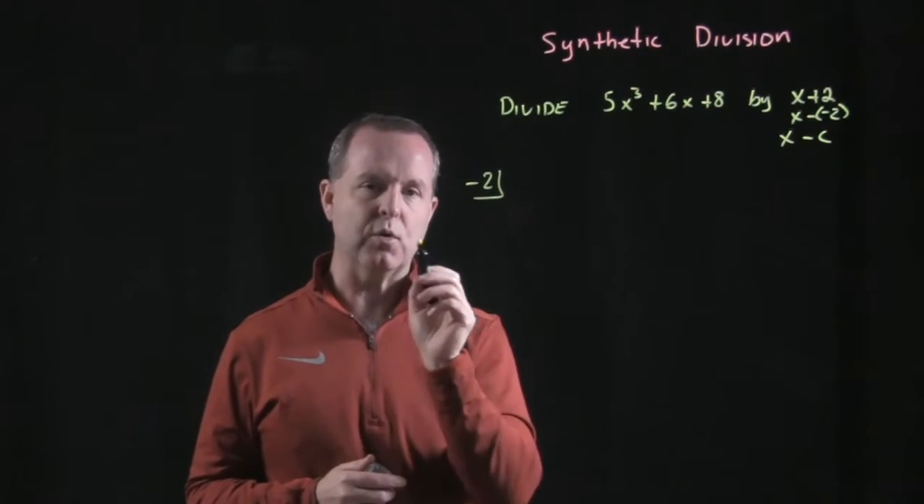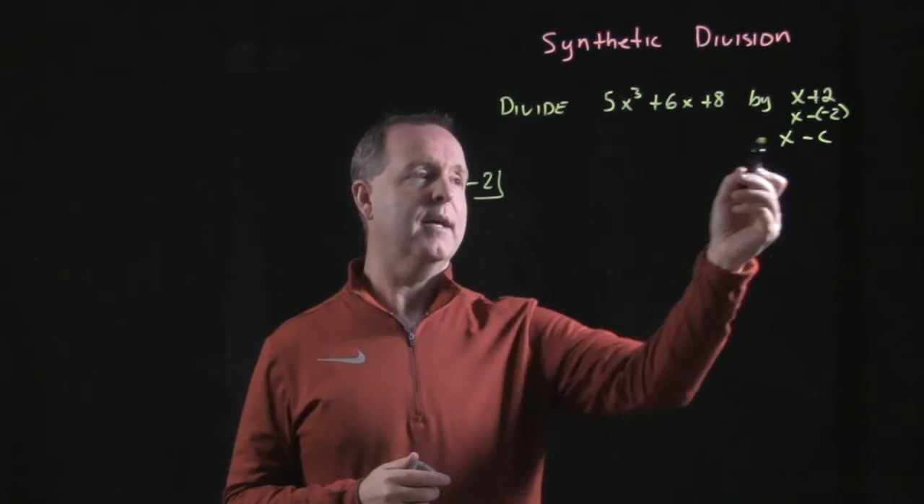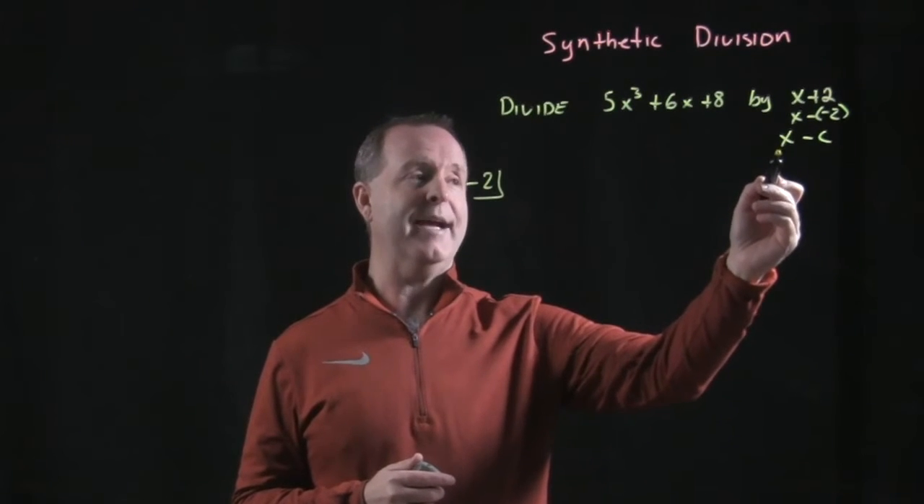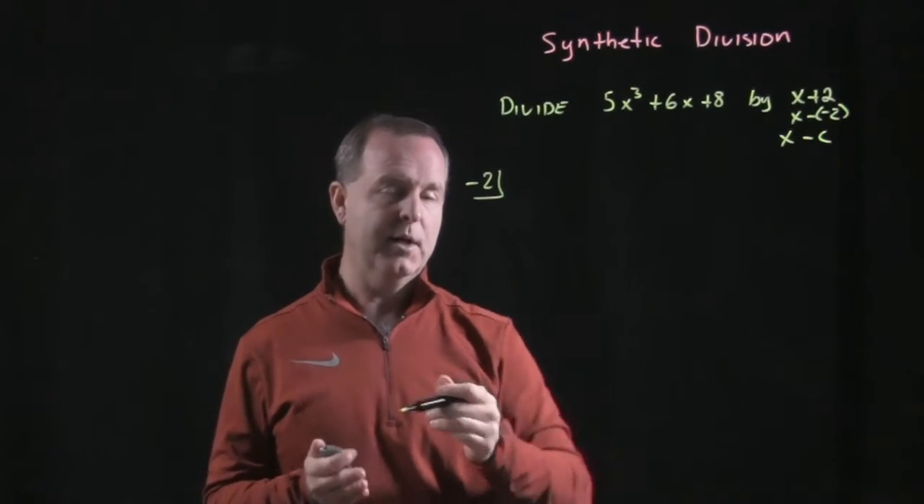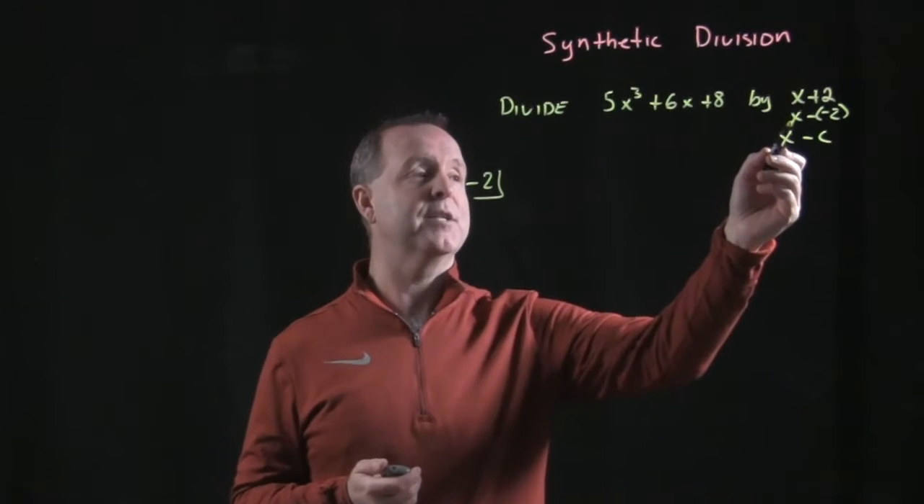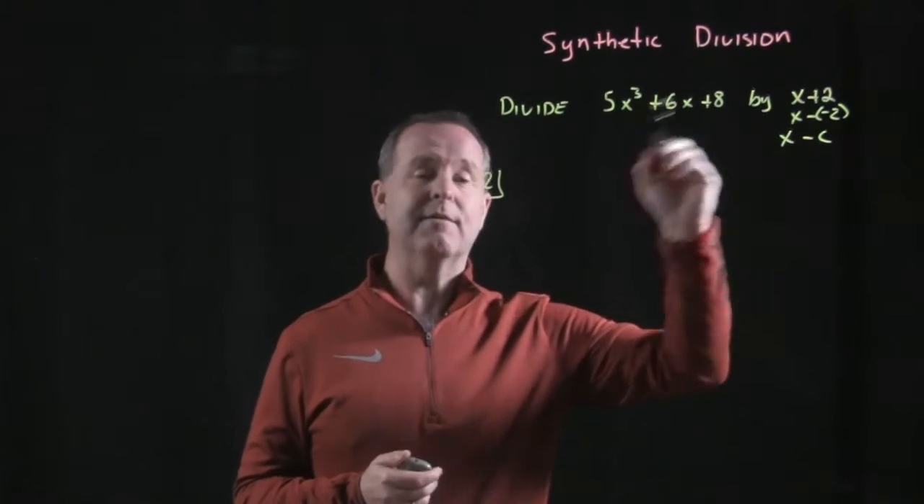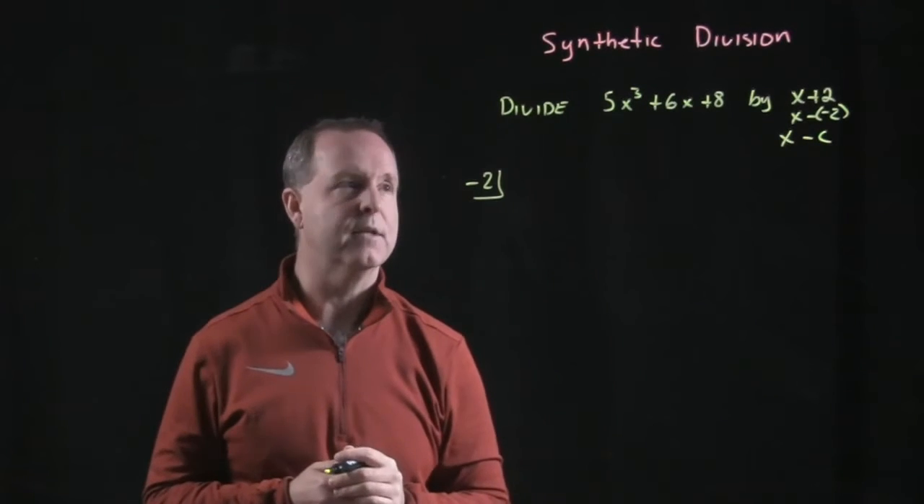So make sure you're clear with that every single time: for synthetic division to work, it has to be in the form of x minus c. x plus 2 is not written in that form, so I need to rearrange it so it is written in that form in an equivalent fashion. So x minus a negative 2 provides what my c is. My c is negative 2.